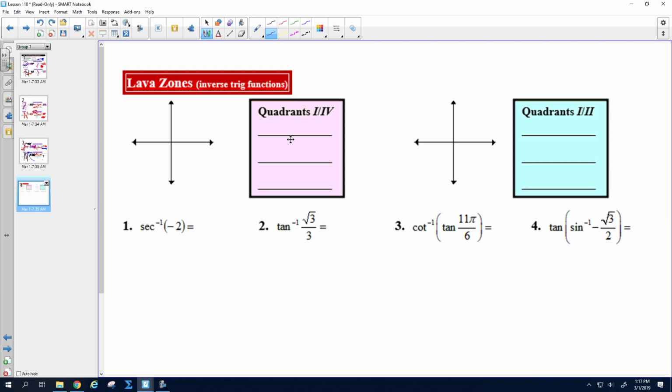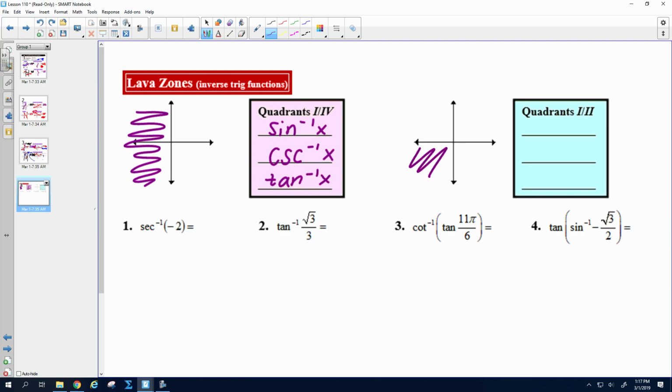All right. So quadrants for lava zones, just a reminder. Okay, which ones are quadrants 1 and 4? Well, it's inverse sine because it goes from pi over 2 to negative pi over 2, which is what we just restricted our graph to. And that's the same as inverse cosecant and, yes, tangent.